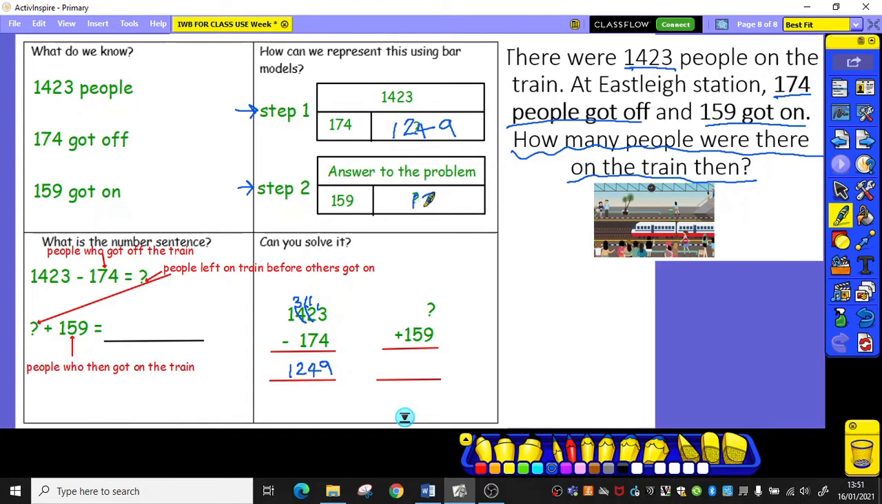I can put that into my bar model here as well. And when you complete your own problems, I would like you to do that. I'd like you to add the correct information into the bar model so they're complete. So my 174 people have got off the amount I started with. So this amount are left on the train, but now I'm going to add another 159 people getting on. So I need to change this to a 9, making sure that I'm keeping my numbers in the correct place value columns.